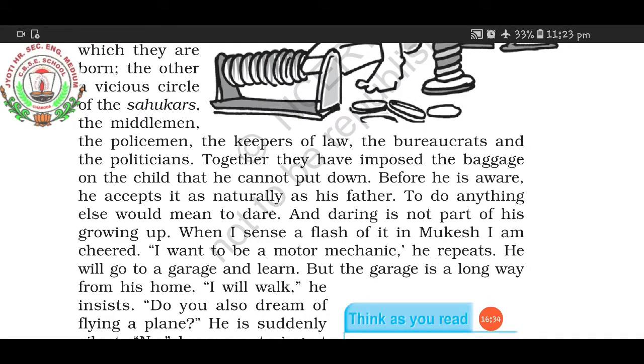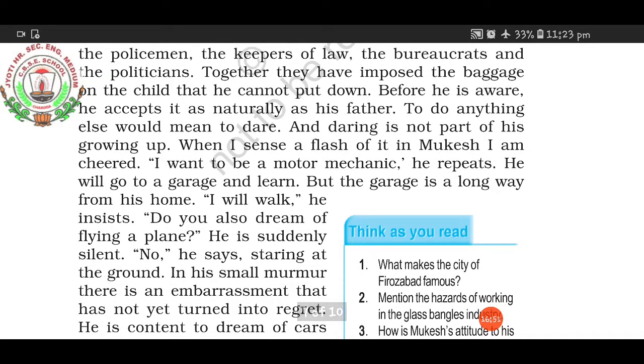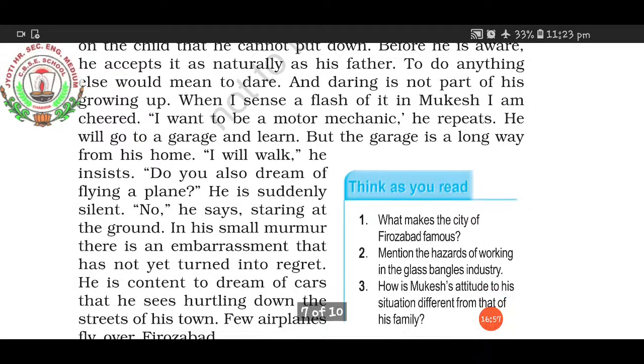Because for thinking, you need growing up, you need to progress, and progress and growing up was not a part of their life. But Mukesh was something different, and that's what the author liked about Mukesh. That is, like how the author wanted them to think something different. Mukesh was that something different. He wanted to become a motor mechanic, and when he was told that the garage is far, he was ready to go there, and he wants to learn to be a motor mechanic.